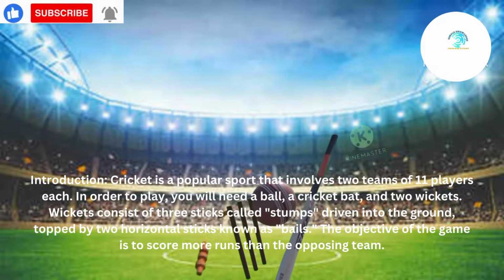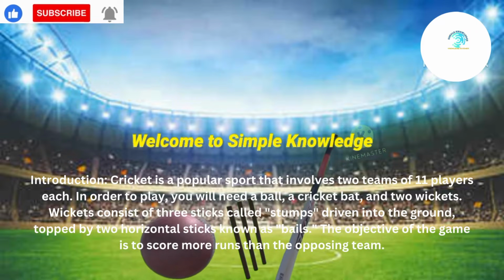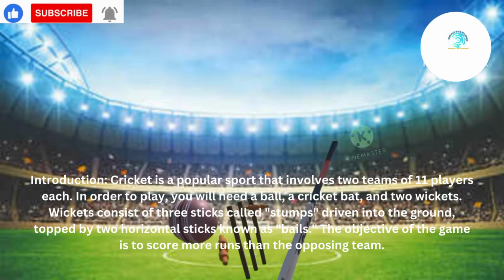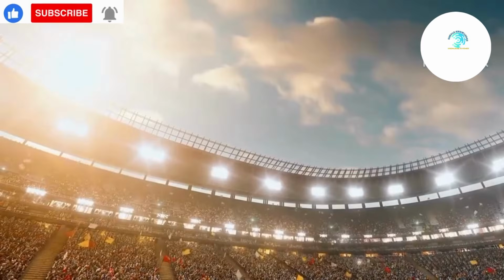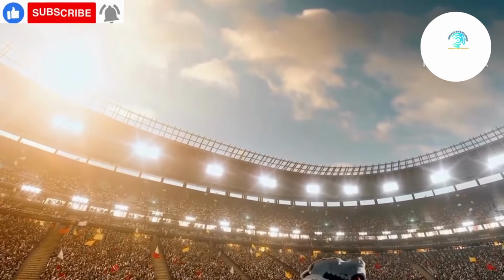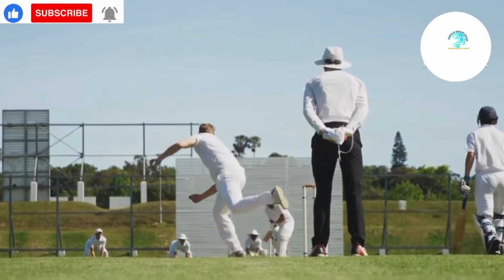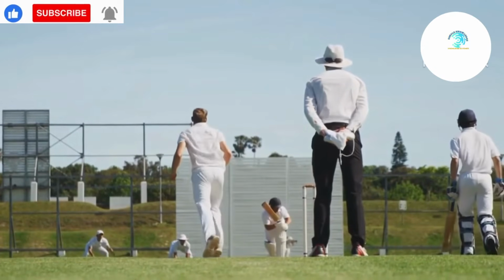Introduction. Cricket is a popular sport that involves two teams of 11 players each. In order to play, you will need a ball, a cricket bat, and 2 wickets. Wickets consist of 3 sticks called stumps driven into the ground, topped by 2 horizontal sticks known as bails. The objective of the game is to score more runs than the opposing team.